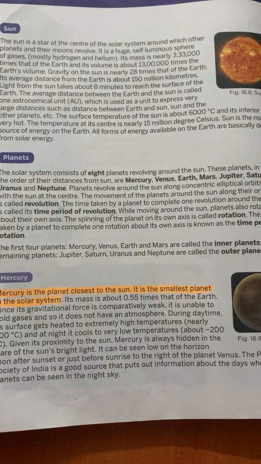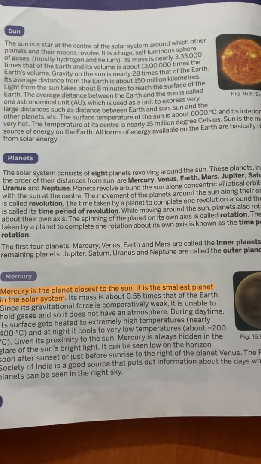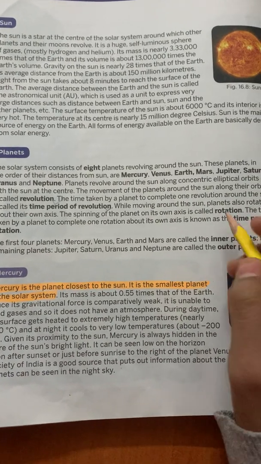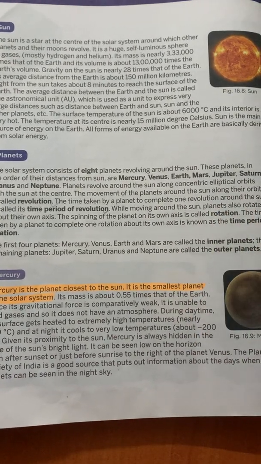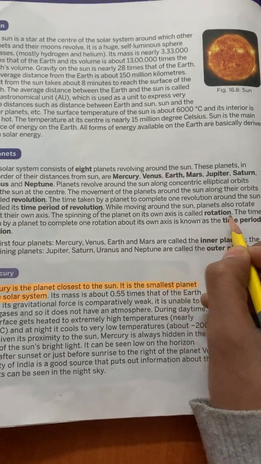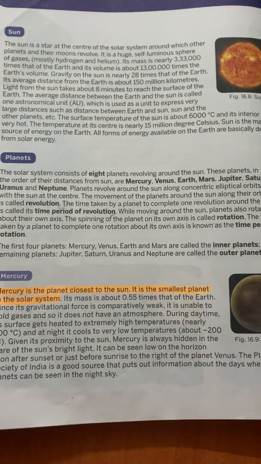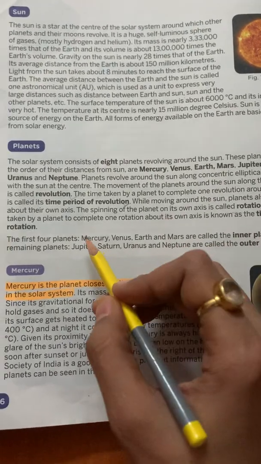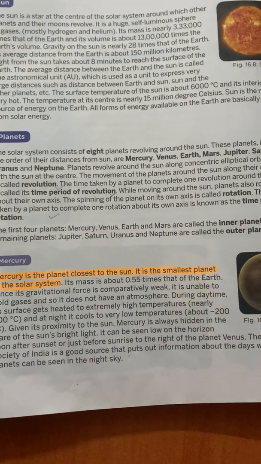While moving around the sun, planets also rotate on their own axis. Spinning of a planet on its own axis is termed as rotation, and the time taken to complete one rotation is termed as the time period of rotation. Is it clear?